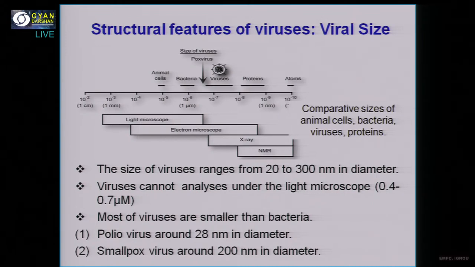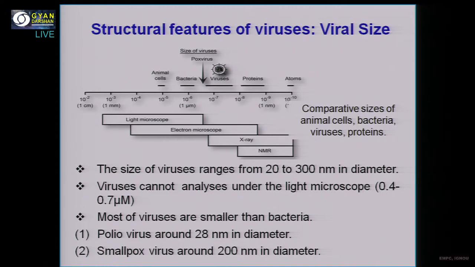Another thing I want to discuss is the structural features of viruses. One of them is the viral size. The size of viruses ranges from 20 to 300 nanometers in diameter. Viruses cannot be analyzed under the light microscope because its limitation is around 0.4 micrometer to 7 micrometer. We can analyze bacteria only, because their size is 1 to 2 micrometers, but we can't analyze viruses because their size is around 20 to 300 nanometers. Most viruses are much smaller than bacteria.